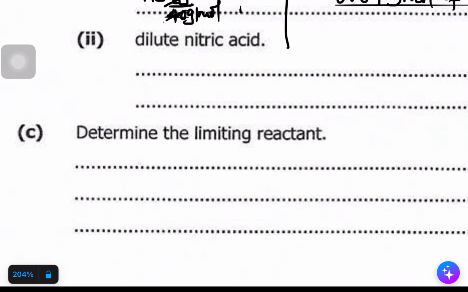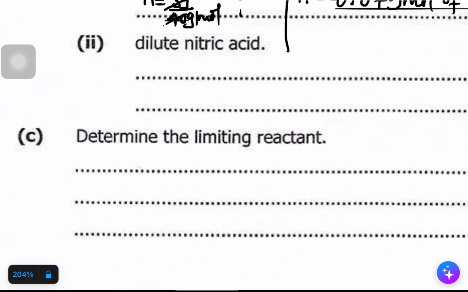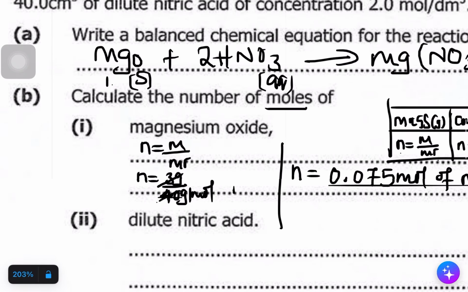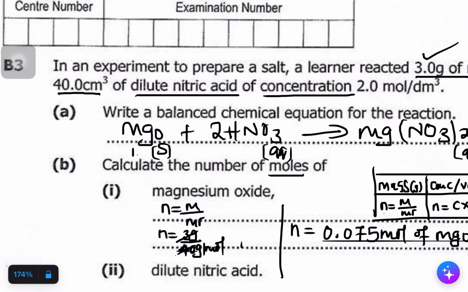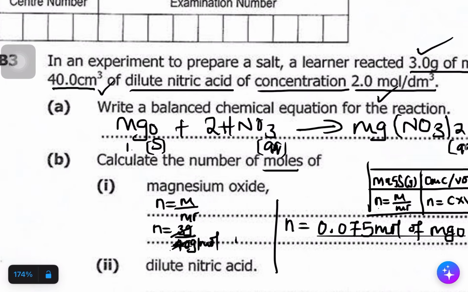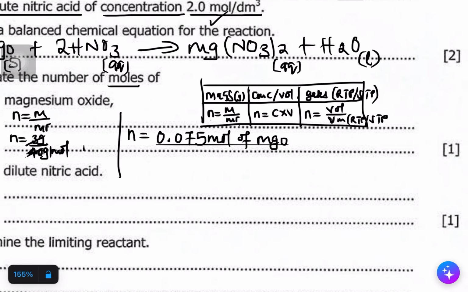The other question is, find the number of moles of dilute nitric acid. So when you're finding the number of moles of dilute nitric acid, we also see what we are given. For nitric acid, we are given volume, which is 40 centimeter cubic, and the concentration given is 2 moles per dm3. So this is the concentration. When we look at the combination, we have volume and concentration. Where do we find volume and concentration? So we come to this table, and concentration and volume is found in this part of the table.